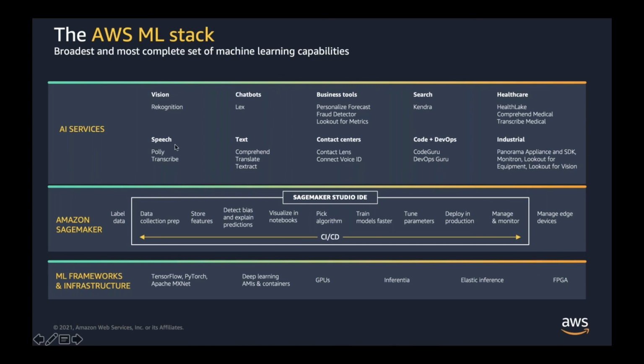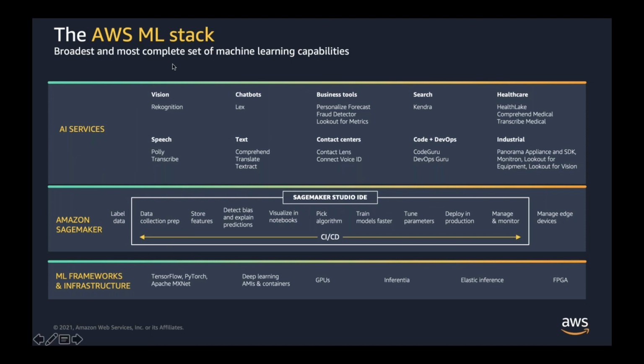There are three layers within the AWS ML stack. The topmost layer is what AWS calls AI services. Think of these as pre-trained models that are available for developers to use directly in their applications. To use AI services, you absolutely don't need any machine learning background or capability. All you need to know is how to call an API, and you can then start using these AI services. The AI services range from vision to speech to text to healthcare and industrial and whatnot.